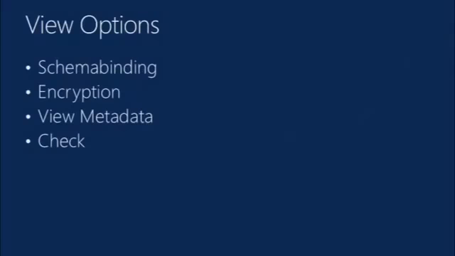And there are a few view options as well, aren't there? Yeah, as a matter of fact, there are. One of the biggest is the schema binding option. The schema binding option tells SQL not to allow any changes to the underlying tables that would impact that view. So if I've got 10 columns from 3 different tables, I'm not going to be allowed to make changes to those tables that would get rid of, rename or otherwise modify those columns.